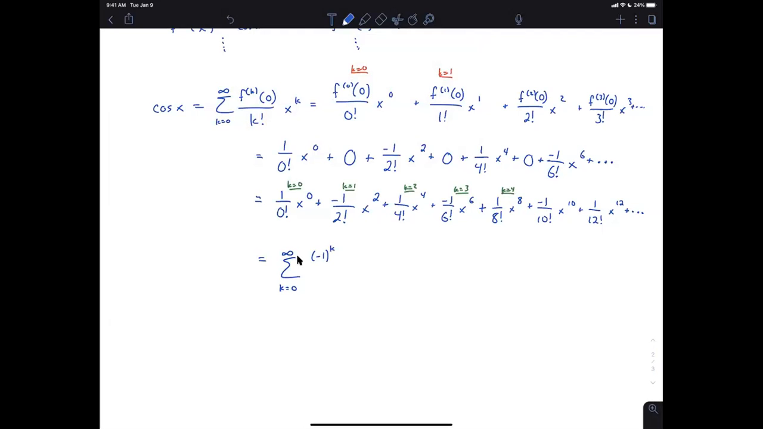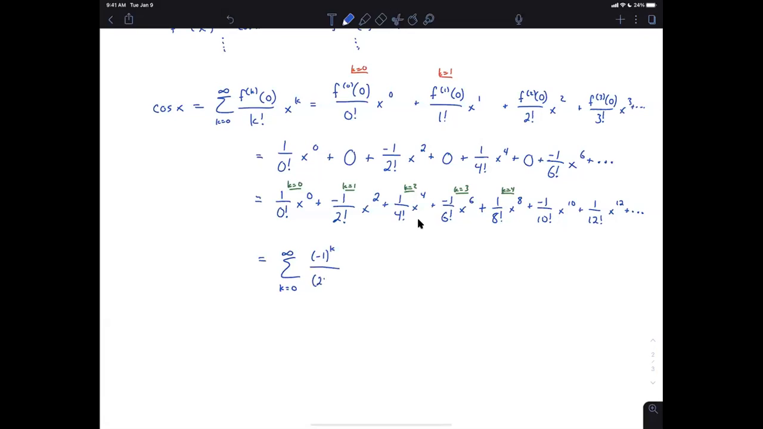Negative 1 to the k works for that. And the idea is if I plug in 0 for k, I get negative 1 to the 0, which is 1. If I plug in 1 for k, I get negative 1 to the first, which is negative 1. If I plug in 2 for k, I get negative 1 squared, which is positive 1. 3, negative 1 to the third gets me negative 1. So remember, we're coming up with a formula where if I plug these in, I should get these terms. Does that make sense to everybody? That's good. Okay, the bottom, there's a factorial, and they're all even numbers.